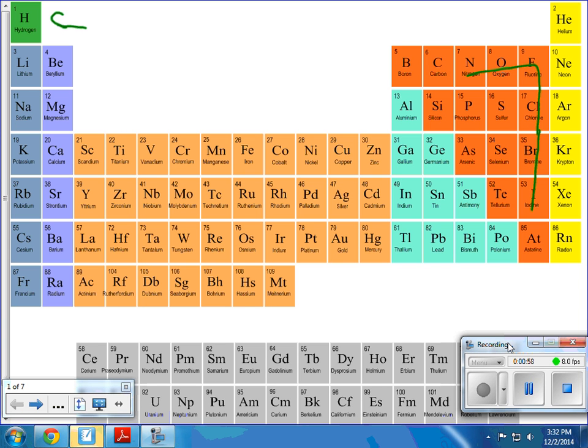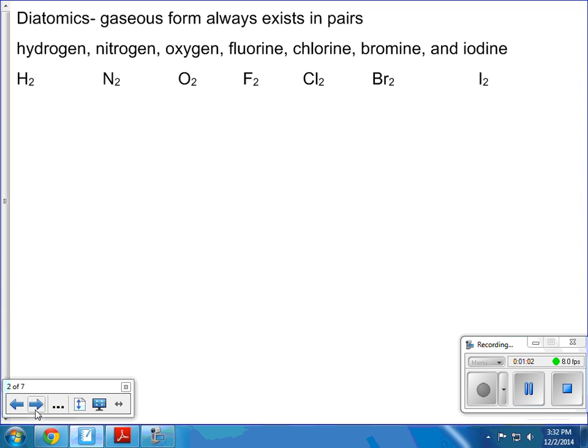Anytime you see something that says hydrogen gas, you're going to put H2. Nitrogen, oxygen, the oxygen that we breathe is O2. Fluorine gas, chlorine gas, bromine, iodine, etc. Make sure you always put a subscript of 2 next to each one of them.